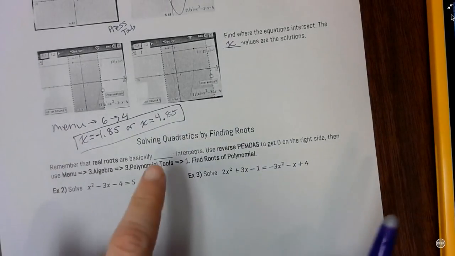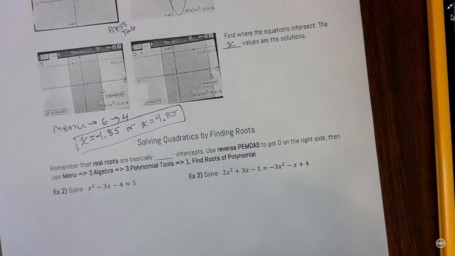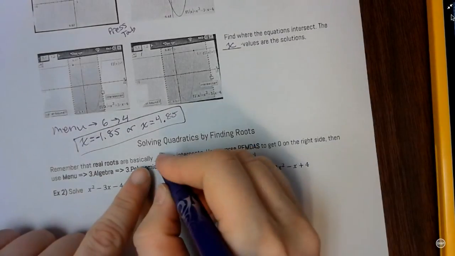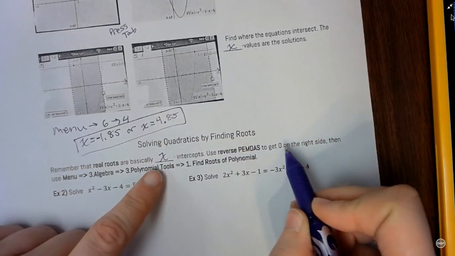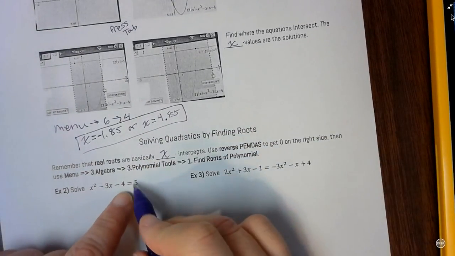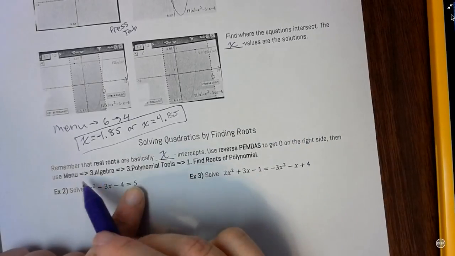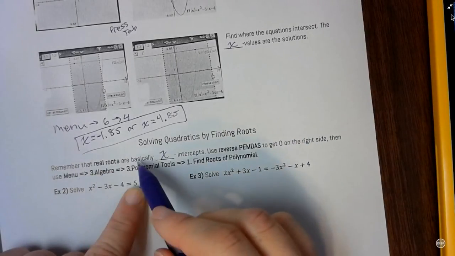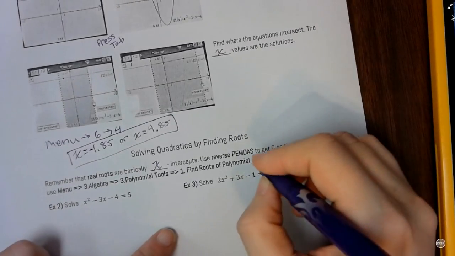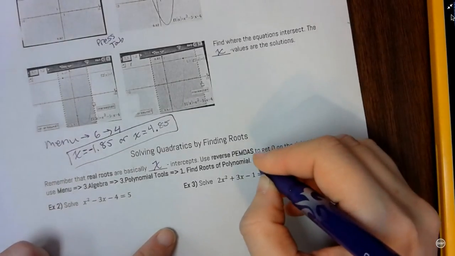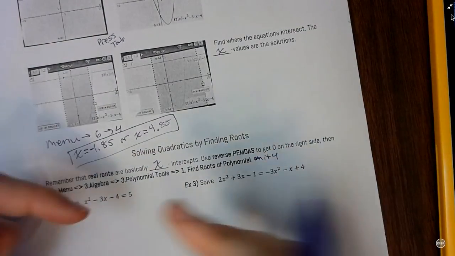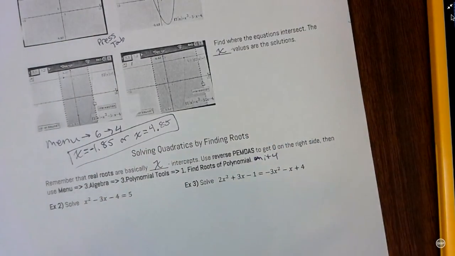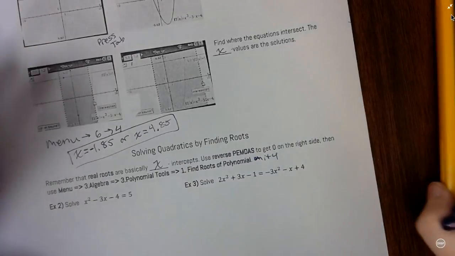Now, solving quadratics by finding roots. Remember that real roots are basically x-intercepts. So we can use reverse PEMDAS to get 0 on the right side. I don't want a 5 here, I want a 0 there. And then do menu, algebra, polynomial tools, and find roots of polynomial. And that's what we did. If you go back to Unit 4, we did that near the beginning of Unit 4. So if you wanted to go back to your old notes, it's the same thing that we did in November.